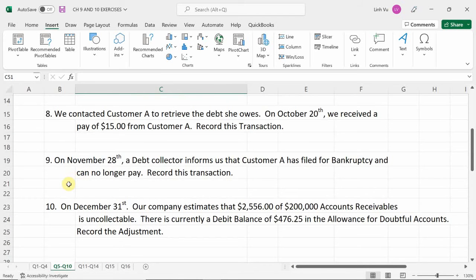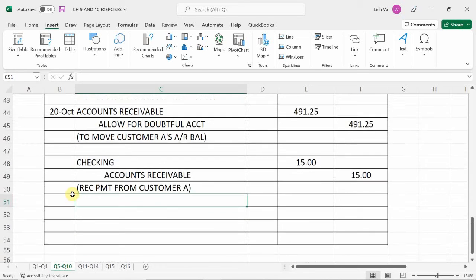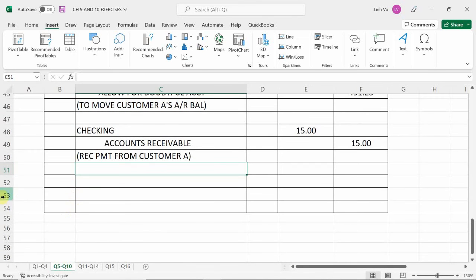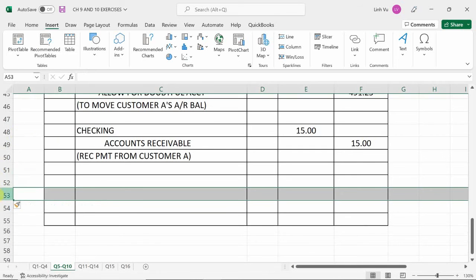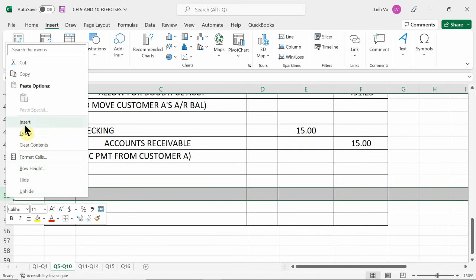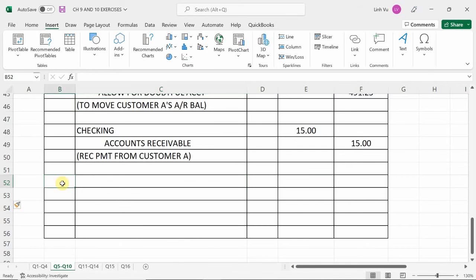Then here, question 9 says on November 28, a debt collector has informed that customer A has filed for bankruptcy and can no longer pay. Record this transaction. So now it's confirmed that customer A can no longer pay for their account balance. So what do you need to do here? You need to once again freeze that person's account so you can properly do the necessary things for your adjustment entry at the end of the year.